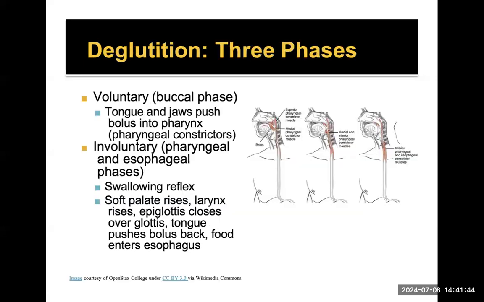Okay, so deglutition occurs in 3 phases. Voluntary and involuntary, so you have both conscious and subconscious control. The voluntary phase is when the tongue and jaws push the bolus back to the pharynx. Then you have the involuntary portion where the swallowing takes place, which again, the larynx is rising, the epiglottis closes, the tongue pushes back, and the food then enters the esophagus.